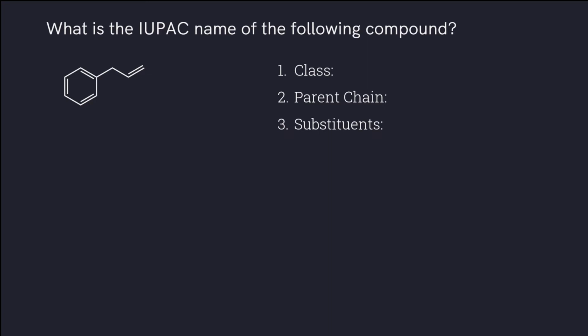For this example, we have a much simpler benzene-based structure. So we have benzene and 1 substituent. This time we'll follow the IUPAC guidelines and give benzene the priority over the alkene. This class of compound is an aromatic alkene, otherwise known as an arene. And the parent chain is benzene.